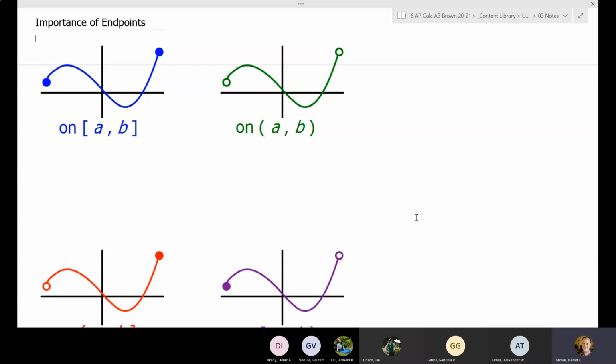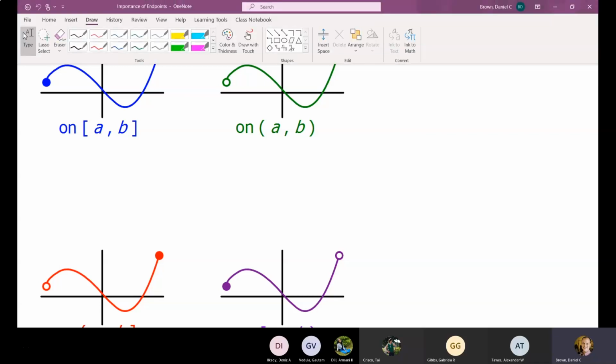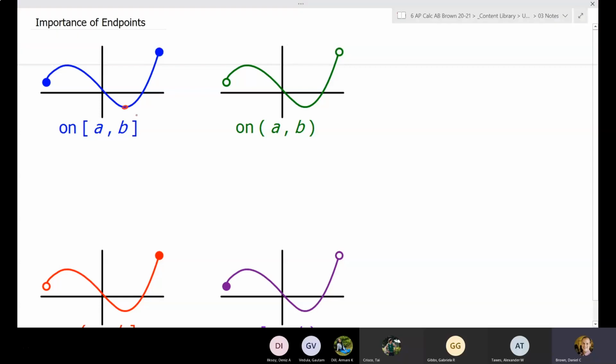And what I mean by that, in this blue graph, we can see there is clearly an absolute minimum. That is the lowest point on the graph. And the endpoint ends up being the absolute maximum. Something you notice is that the absolute minimum does occur where we have a horizontal tangent line, but endpoints are not necessarily critical points. We'll have to have some other way to deal with endpoints on these graphs.